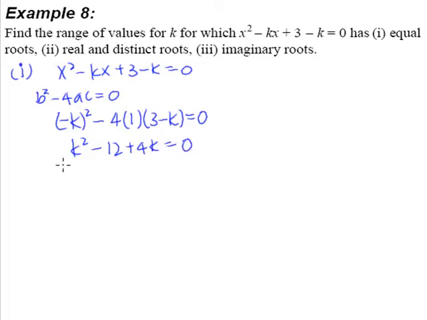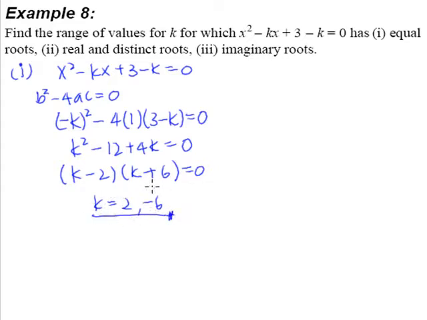You can actually very easily factorize this. So you'll get k minus 2 and k plus 6. From here I suppose it shouldn't be such a big challenge to you. So k will be equal to positive 2 or negative 6. This will be the answer for part 1. Now let's take a look at part 2.